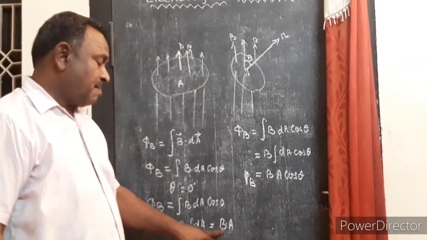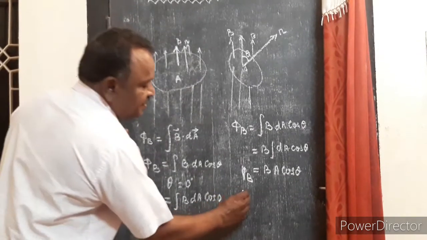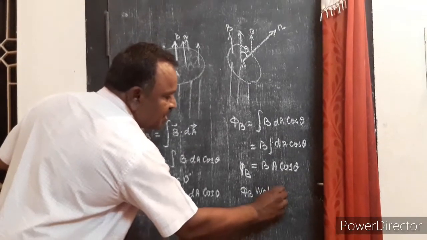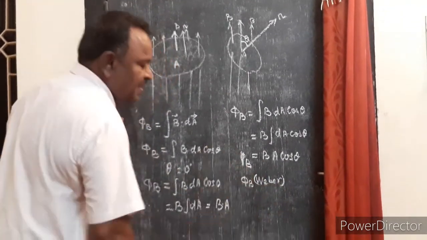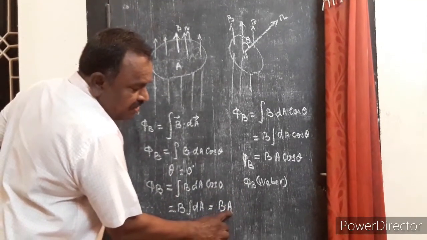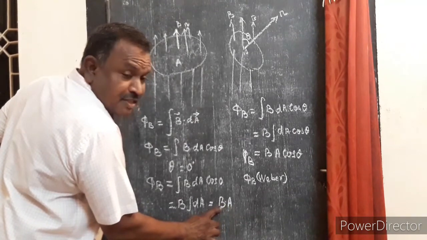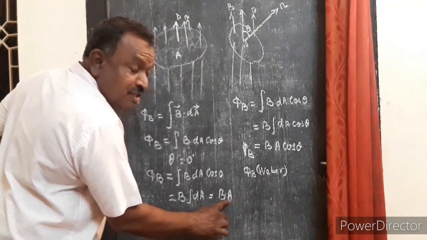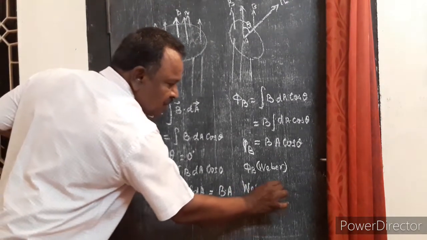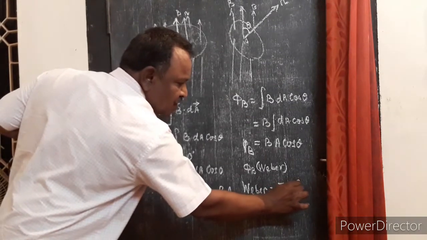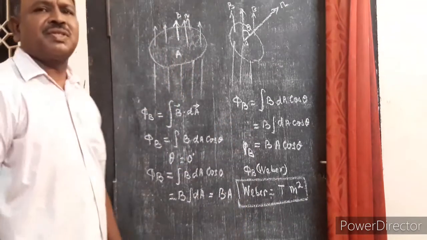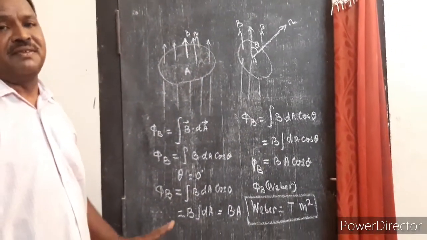Magnetic flux is given in terms of Weber. So Weber is the unit for magnetic flux. Magnetic flux is obtained by the product of magnetic field and area. Magnetic field is measured in Tesla, area is measured in meter square. So Weber is equal to Tesla meter square. This is how we can find the magnetic flux of a magnetic field.